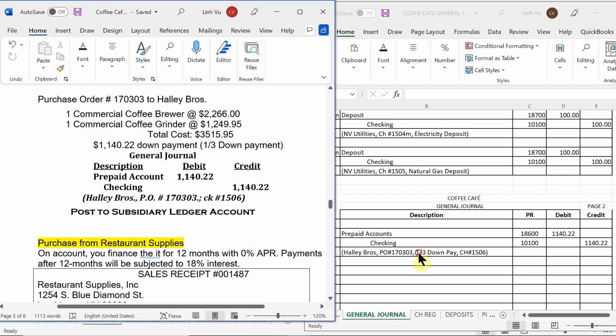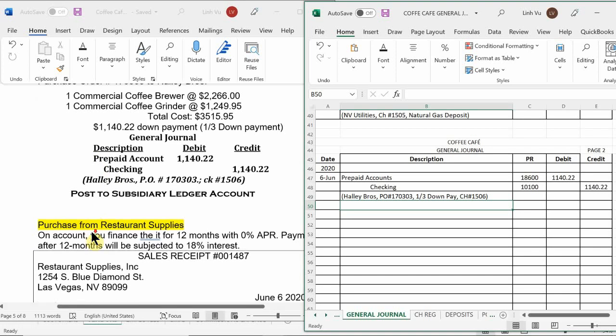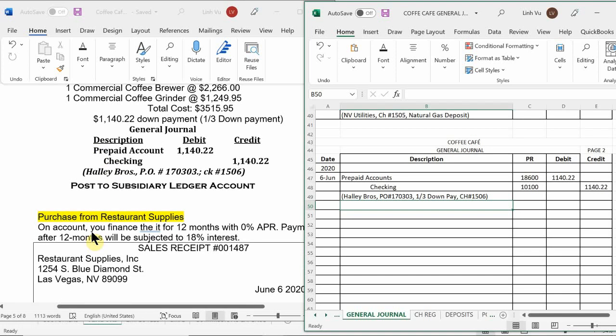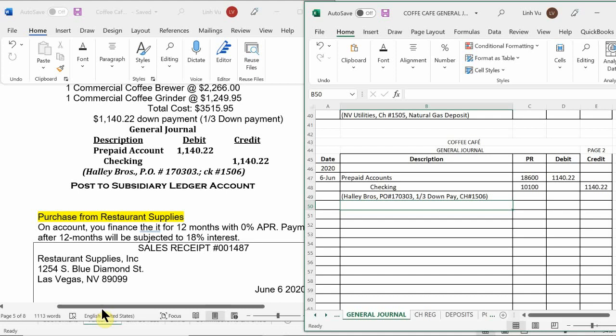All right, so this is where we left off on page 2. We just entered in our down payment to Hallie Burrows. Okay. So the next thing we have here is we're going to purchase from restaurant supplies. Okay, and this time we bought on an account. Okay, and we financed for 12 months with 0 APR, payable to restaurant supplies.